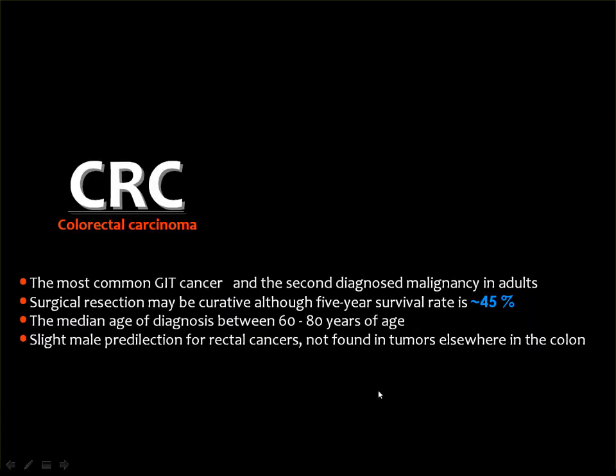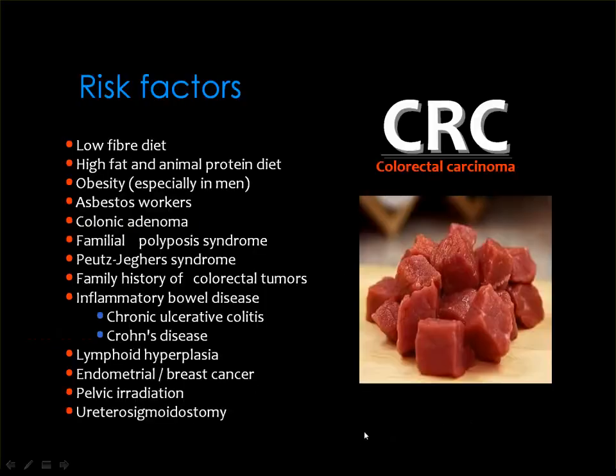Then you remember that colorectal carcinoma is the most common GIT cancer and the second diagnosed malignancy in adults, maybe after bronchogenic carcinoma. Surgical resection may be curative, although the 5-year survival rate is in the range of 45%. The mean age of diagnosis is between 60 and 80 years, and there is a slight male predilection for rectal carcinoma.